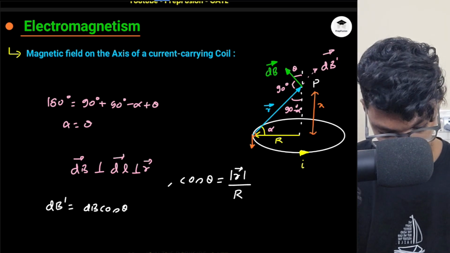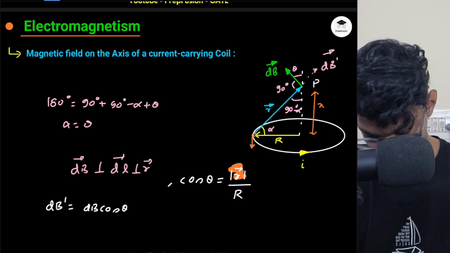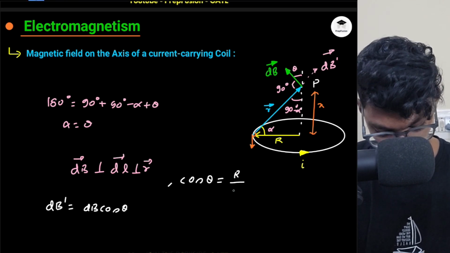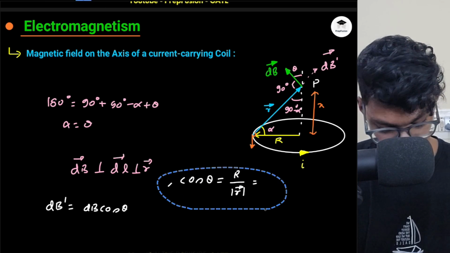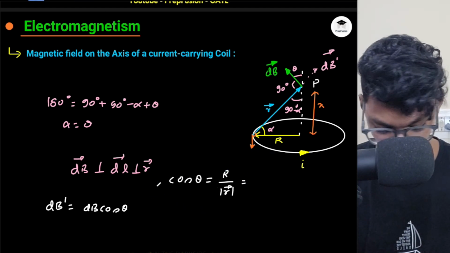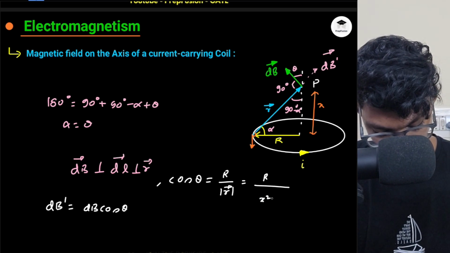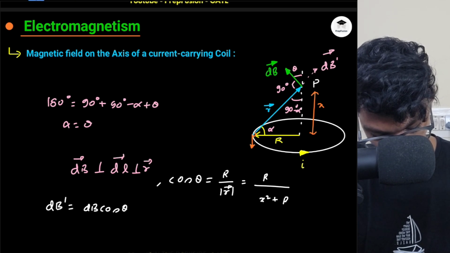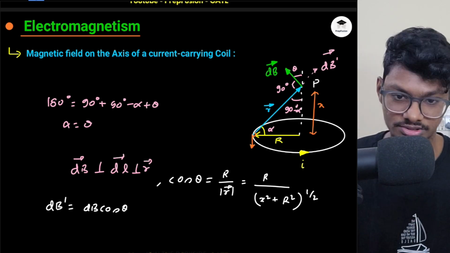Okay, sorry, I have made a mistake. Sorry, this will be in the bottom. This will be r. I'm sorry for the music if you are able to hear it. It's somewhere beside my room and I can't tell them to turn down the volume. So this will be r divided by (x square plus capital R square) whole to the power 1 by 2. Okay, so this is the cos theta.